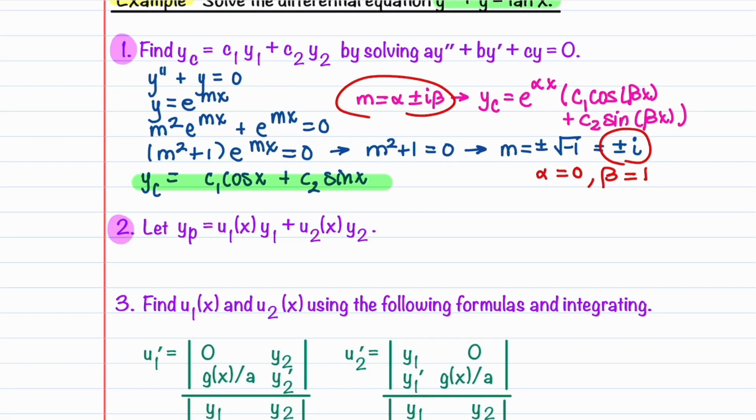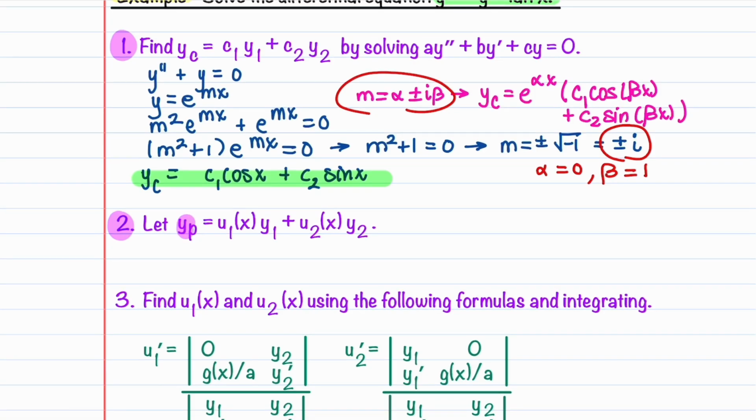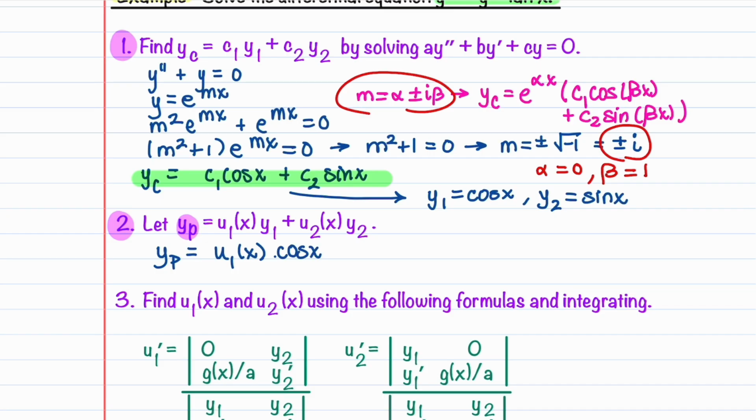For our next step, we need to make an assumption about our particular solution. We're going to assume that y sub p is a function u1 of x times y1. So let's go back up here to our homogeneous solution, and let's let y1 be cosine x, and let's let y2 be sine x. So down in step 2, we have u1 of x times cosine x plus u2 of x times sine x. And I'm going to highlight that because we are going to need that later.